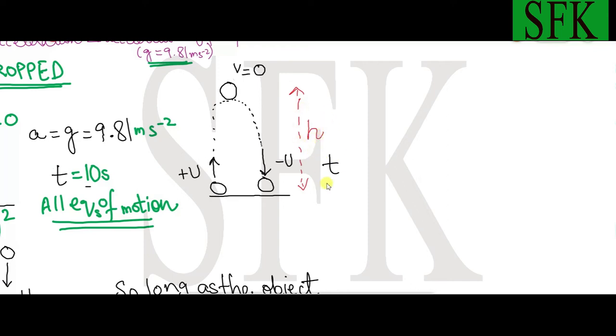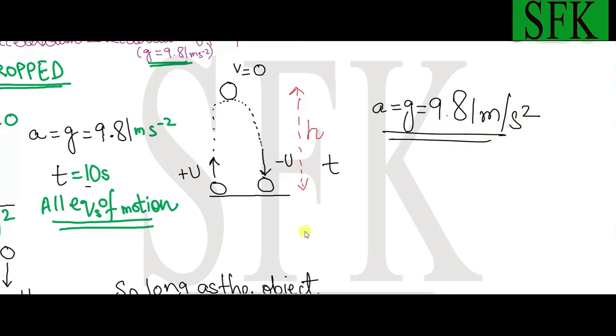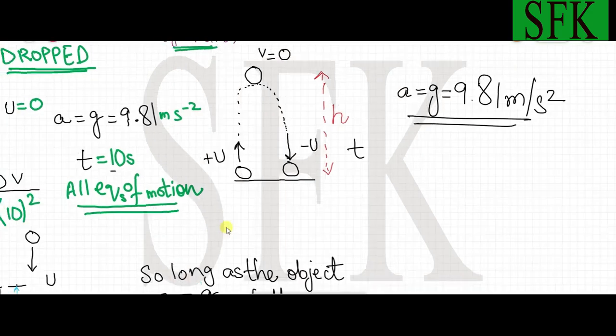Again, height is given, time is given, initial and final velocities are given, so equations of motion can be applied over here as well. Because acceleration, again, is equal to the acceleration of free fall, which is constant because we are assuming air resistance to be negligible, and for the Earth, it's 9.81 meters per second squared.